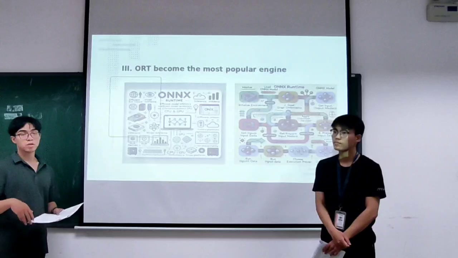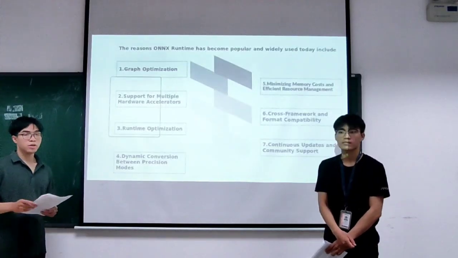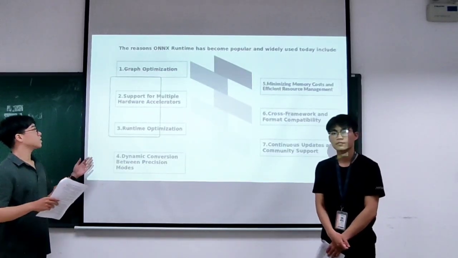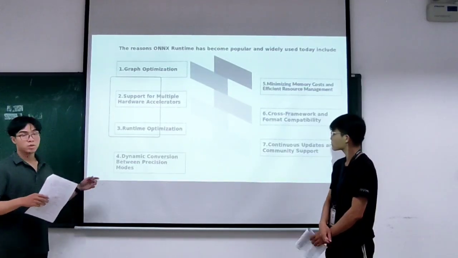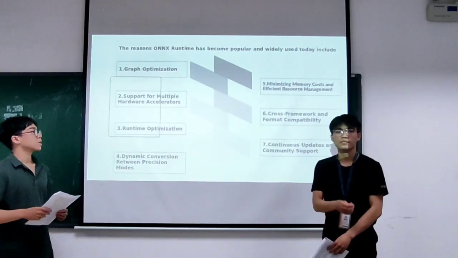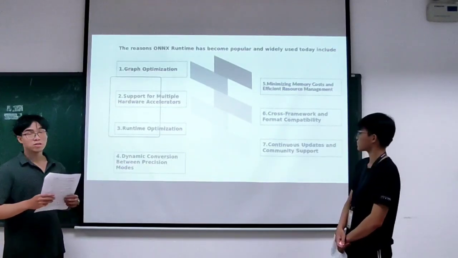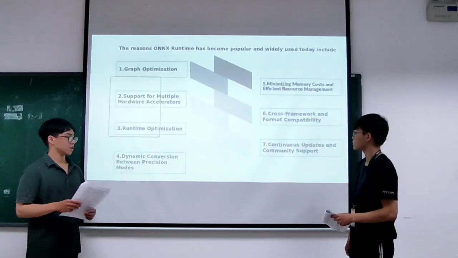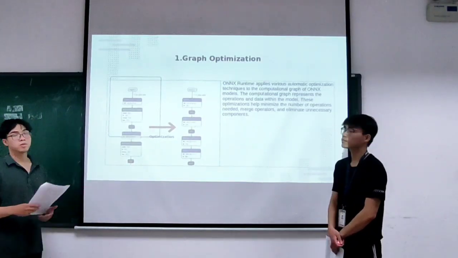Why ORT becomes the most popular engine and widely used in the world. We researched and quantified 7 reasons: graph optimization, support for multiple hardware accelerators, runtime optimization, dynamic conversion with precision cost, minimizing memory cost and efficient resource management, cross-framework and format compatibility, and last is continuous updates and community support. We go to graph optimization.